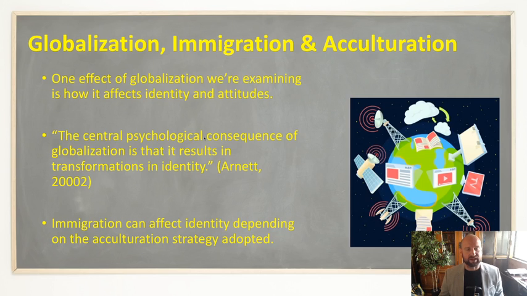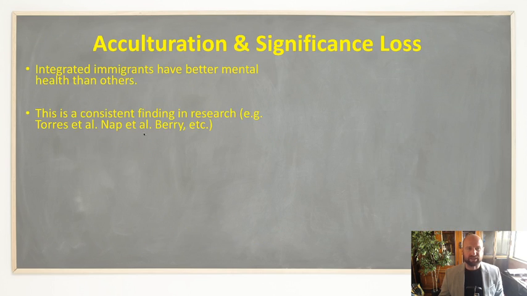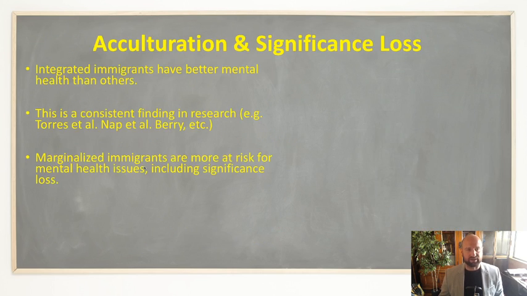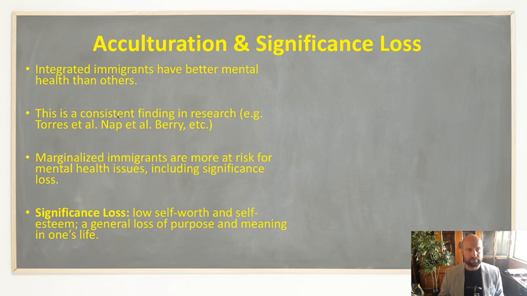The psychological consequence of globalization is that it results in transformations in identity, and we're looking at how that can influence immigrants in immigration. Okay, so just taking the time to break it down here and introduce the topic. We're seeing that integrated immigrants have better mental health, marginalized immigrants have poorer mental health. The particular mental health issue we're looking at for marginalized immigrants here is significance loss. And that's what the study shows.